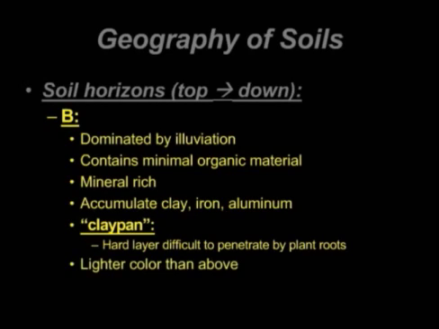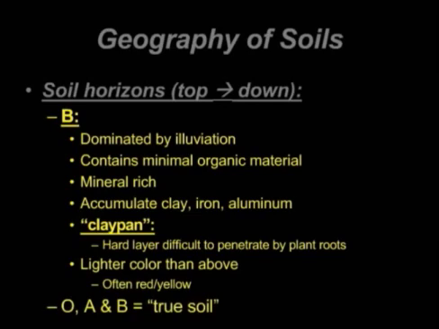So this is going to be lighter in color than the layers above because of that lack of organic material. Often you get a reddish yellow color with the clay. That is more of a mixture of iron and other minerals that are oxidizing, or rusting, which gives some of that color to this clay pan layer. When we refer to true soil, this is the combination of the O, A, and B. That's what we think of as the entire soil, not the topsoil, but soil broadly in general.